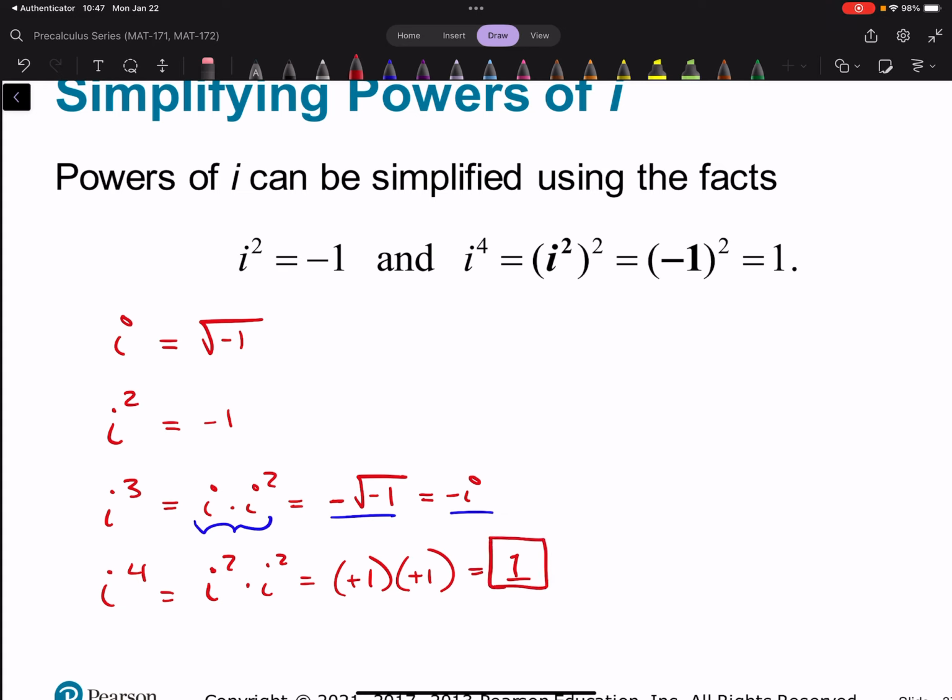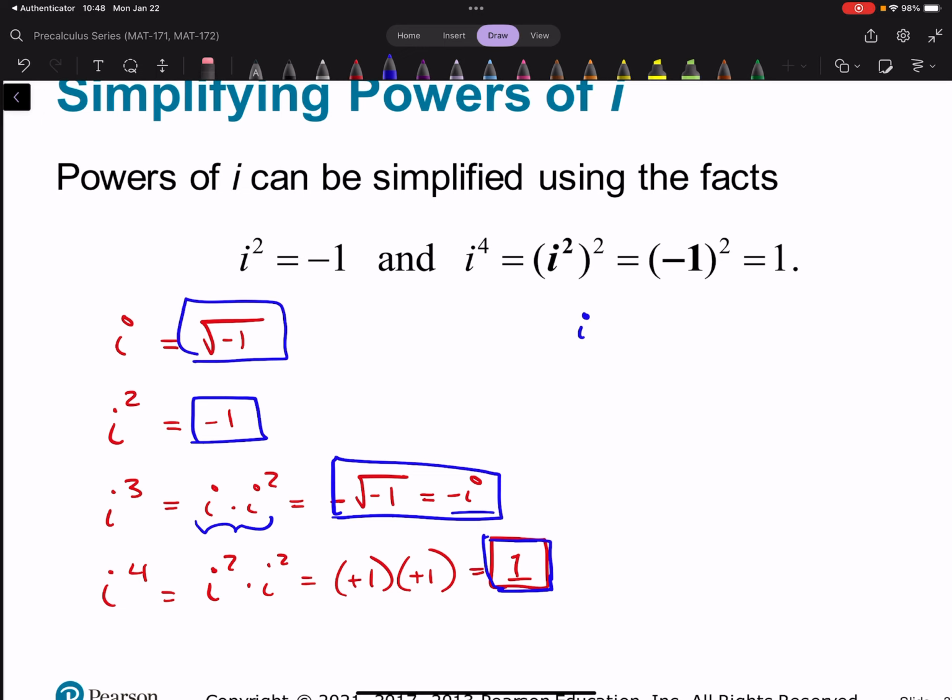So using those 4, we can reduce the powers of i. For example, i to the 15th. Something that Andrew pointed out is that you can kind of just count them, and that's true. So we can go 1, 2, 3, 4, 5, 6, 7, 8, 9, 10, 11, 12, 13, 14, 15. So then i to the 15th is equal to i cubed.